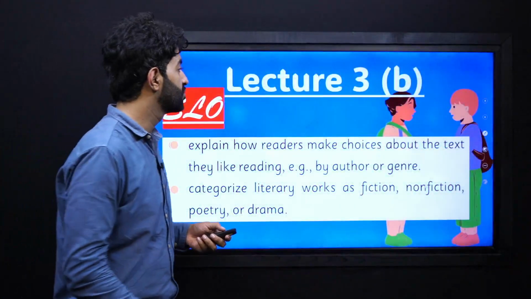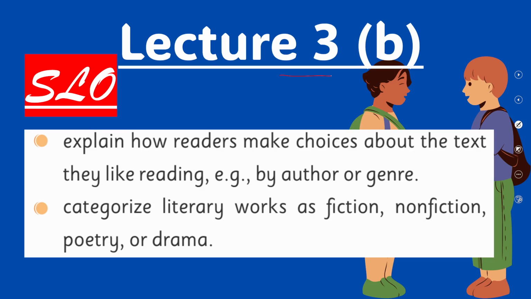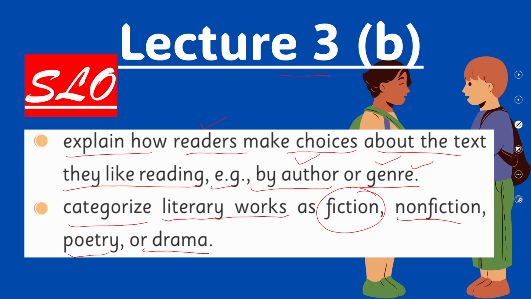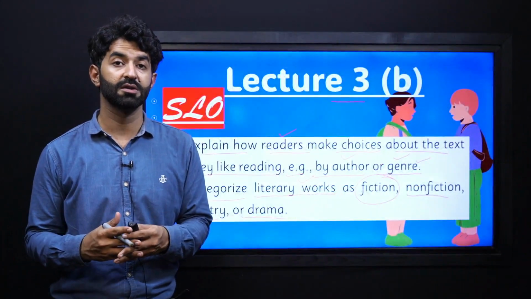Moving on with our lecture 3B, our students' learning outcome is explain how readers make choices about the text they like reading. For example, by author or genre. Categorize literary works as fiction, non-fiction, poetry or drama. So this SLO is about reading and critical thinking, and we will be thinking like the readers, what do they like reading, and they can decide it by the author or by the genre or different classification of literature. We will be categorizing literary works in these kind of genres to see what is the purpose of each of these subgenres.